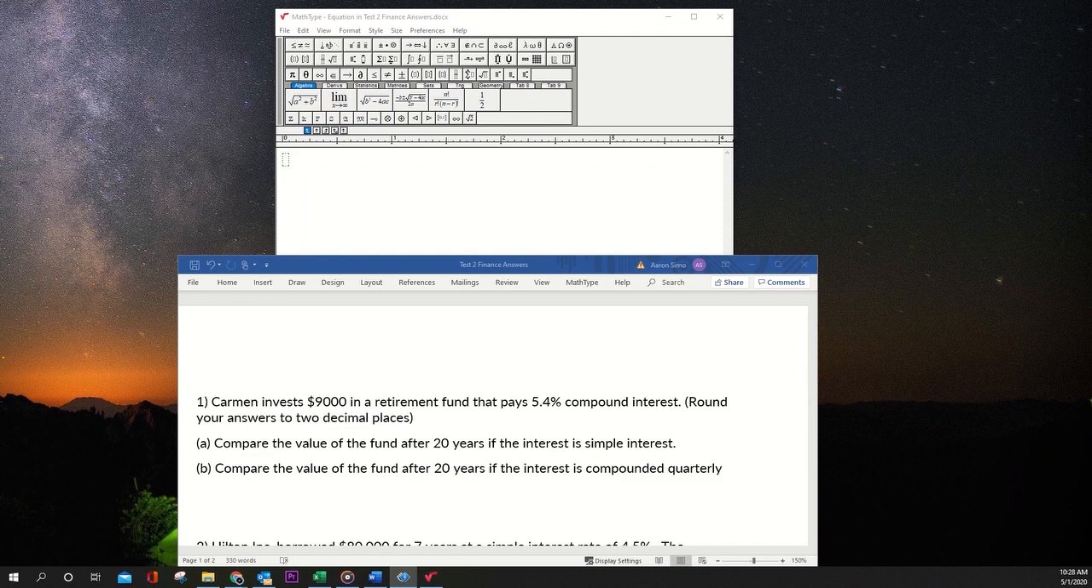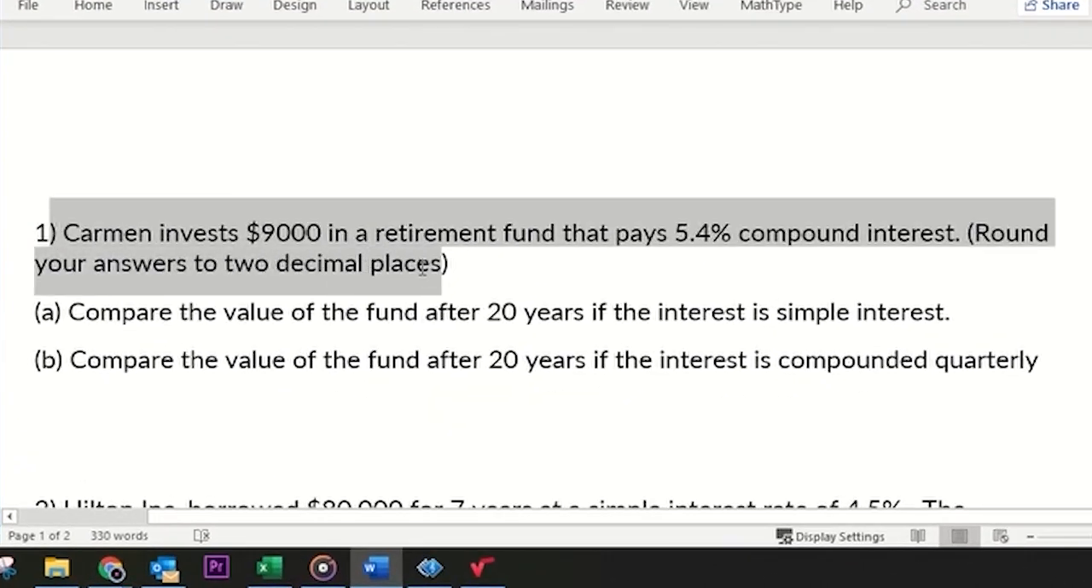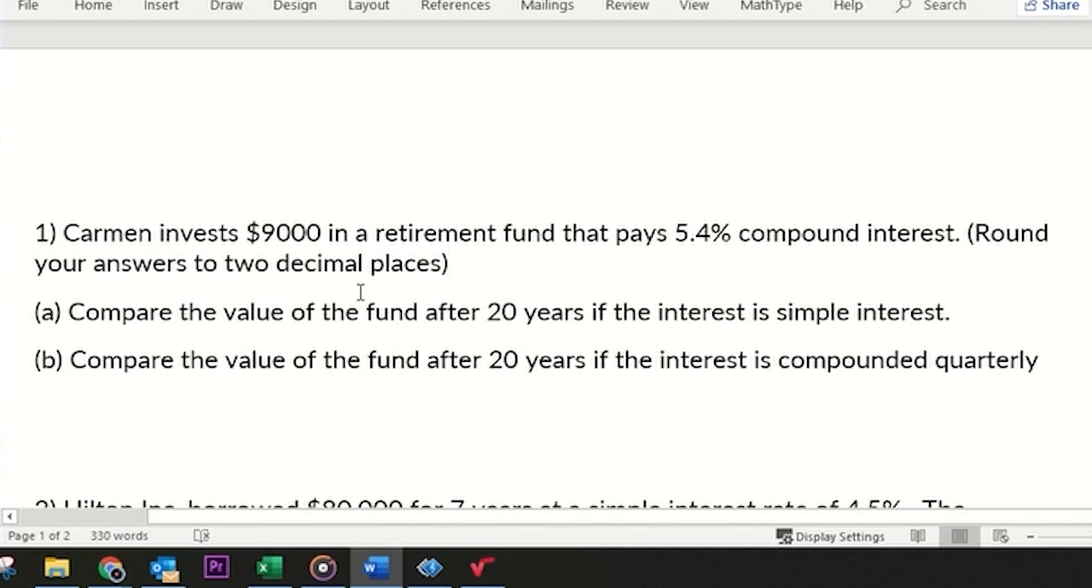Hey, what's up? I'm going to show you guys how to use MathType, and I'm also going to go over a test right now. I'm going to be going over a test on finance: compound interest, annuities, amortization, simple interest. So let's start. Here it says Carmen invests $9,000 in a retirement fund that pays 5.4% compounded interest.